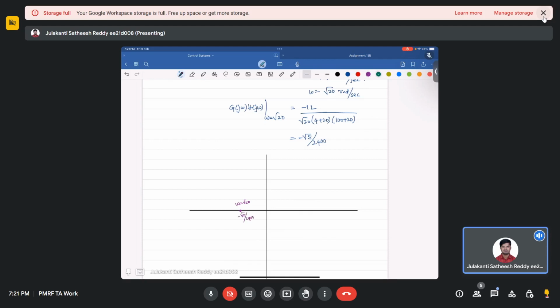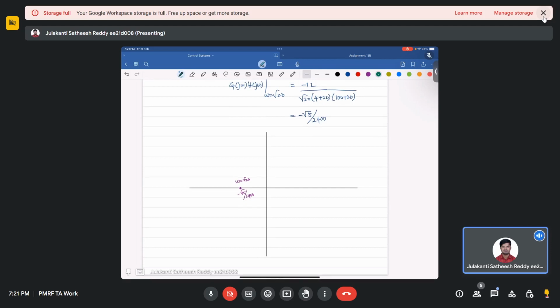This point is root 5 by 2400, minus. Now, as omega tends to 0, infinite magnitude with angle minus 90, right? So this is minus 90, minus 180, minus 270, again back to minus 360. So it is all about how you are doing it. Now if you see this, it is starting at minus infinite magnitude at an angle of minus 90 at omega tends to 0 plus.